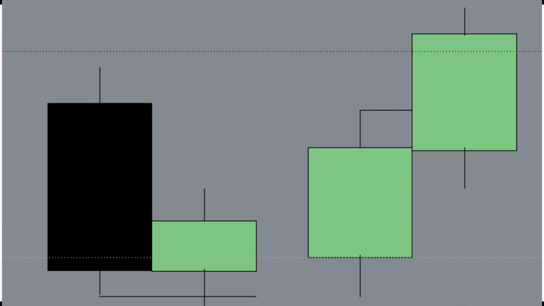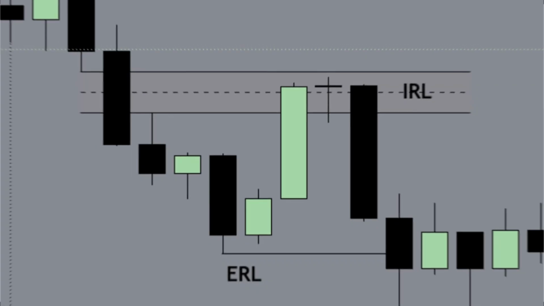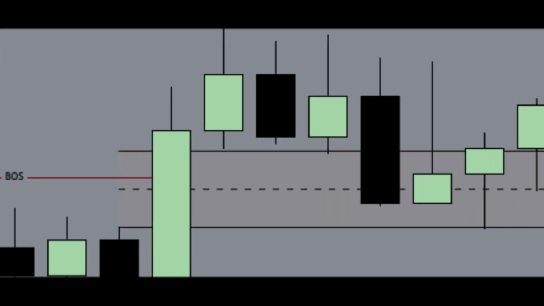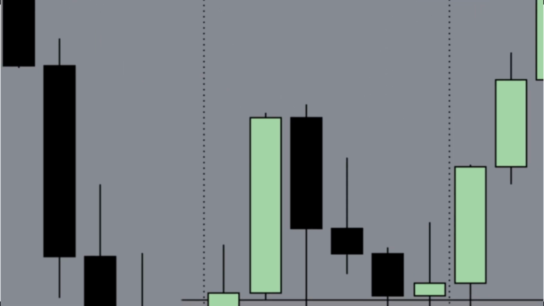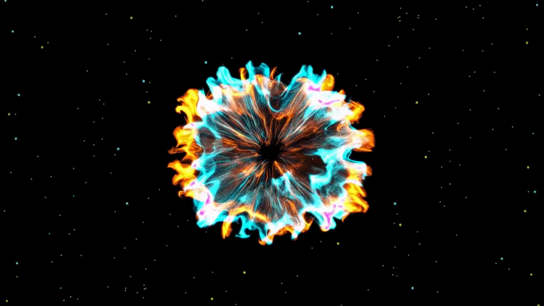For a long time, I thought daily bias was the key to clean entries until I discovered something that completely changed how I trade.